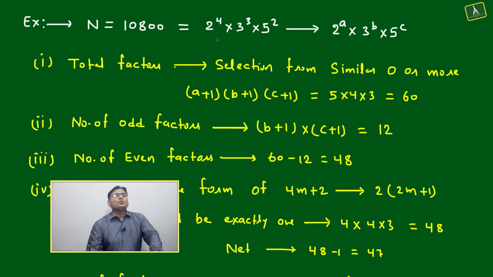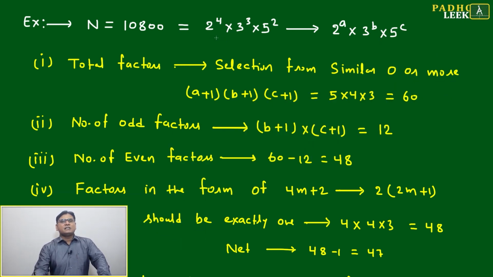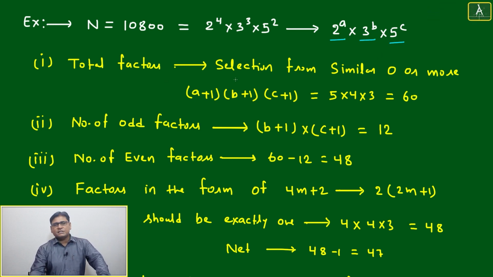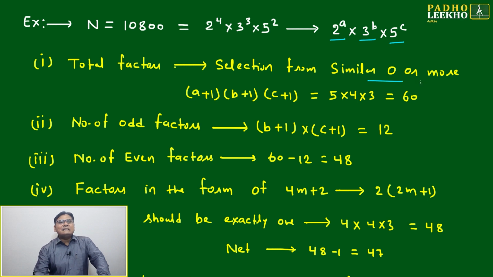Take the number 10,800. We can prime factorize it as 2 to the power 4 into 3 to the power 3 into 5 squared, or you can write 2 to the power a into 3 to the power b into 5 to the power c. Total factors means selection of 0 or more from similar things. What is the meaning of a factor?